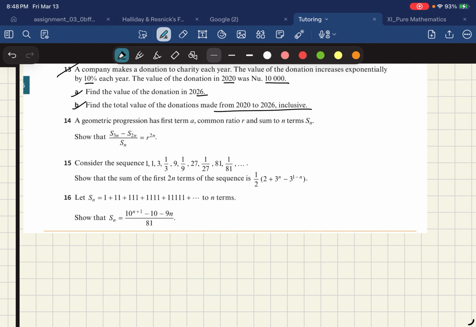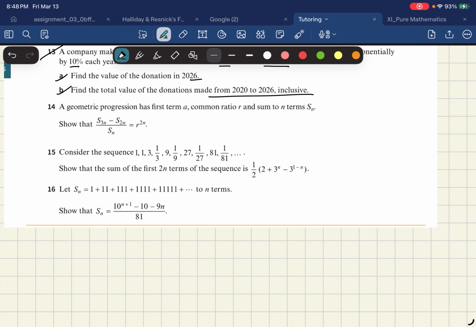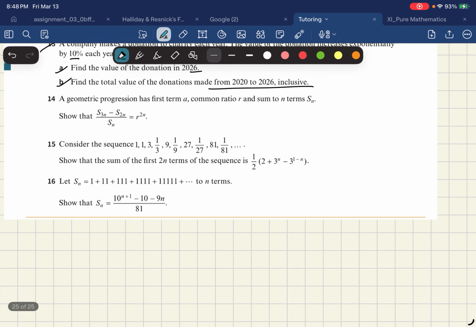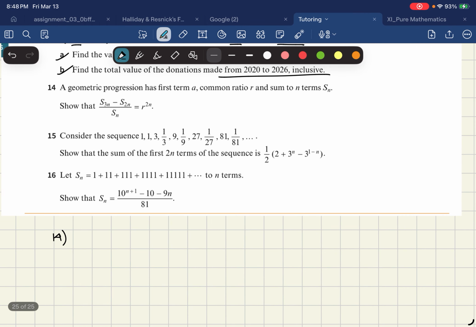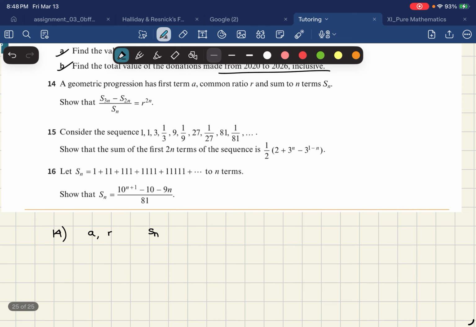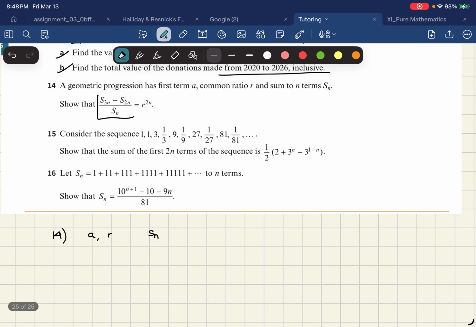So now I believe we have 3 proof questions. We'll try to solve these, hopefully in this video. Otherwise, I'll create a part 3. So a geometric progression has first term a and common ratio r, and S of n is the sum of n terms. We want to show this expression.